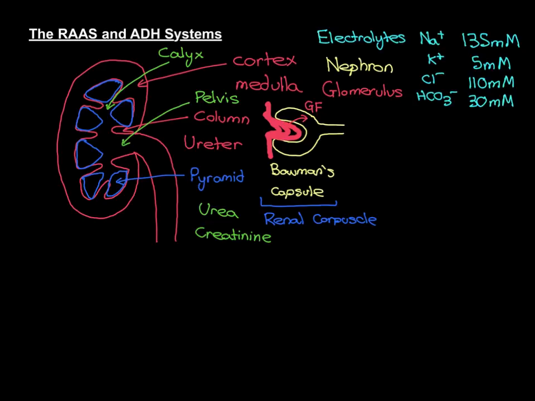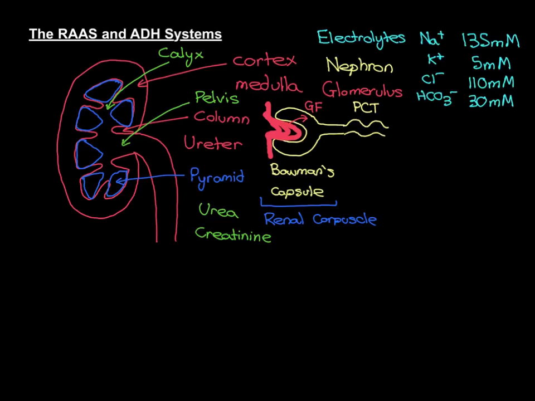After Bowman's capsule, the structure continues, and you have a little convoluted tube called the proximal convoluted tubule. We abbreviate proximal convoluted tubule down to PCT. Convoluted just means that it's wiggly, it's not straight. And as you can see, I've drawn it convoluted.